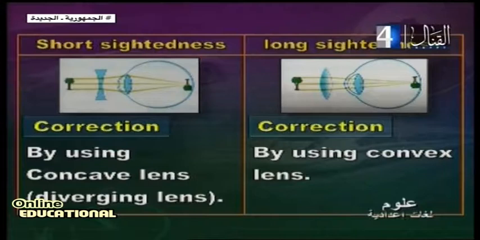So, the most important point: how to correct short-sightedness and long-sightedness. Short-sightedness is corrected by a concave lens to diverge light rays and form the image on the retina. And in the case of long-sightedness, we use a convex lens. Why? Because it converges or collects light rays and forms the image exactly on the retina.